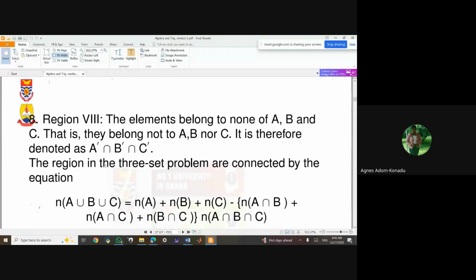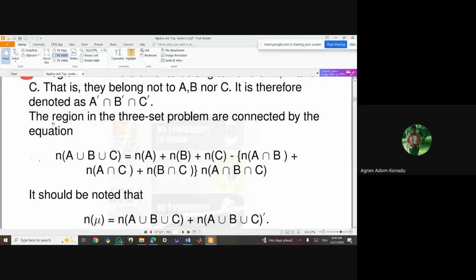And we are saying the regions in the three-set problem are connected by the equation. The number of elements in A union B union C is the number of elements in A plus the number of elements in B plus the number of elements in C, minus, open a bracket, the number of elements in A intersection B plus the number of elements in A intersection C plus the number of elements in B intersection C, then all minus the intersection of the three.